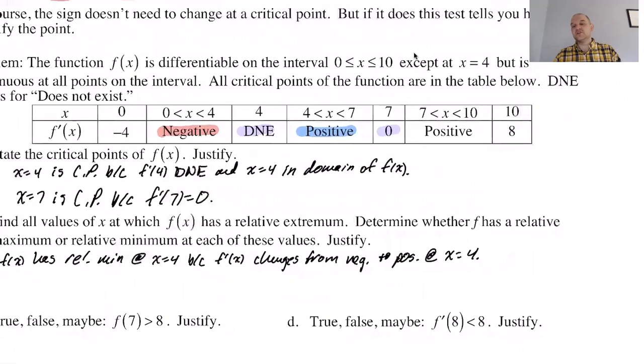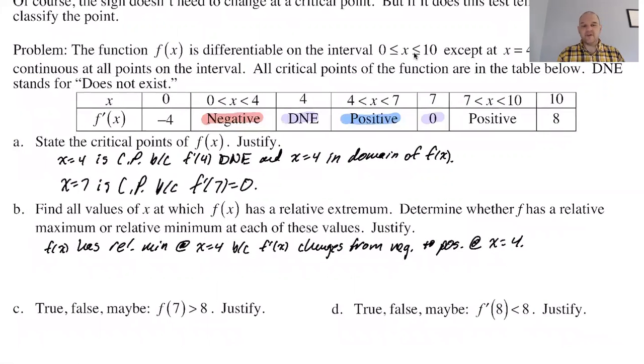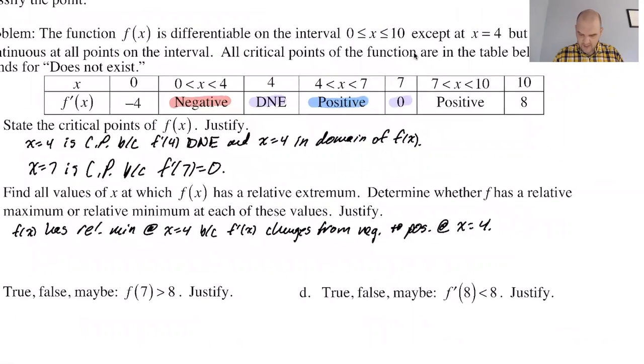It's like you're always on trial, and you're the witness, and you have to make your statement, then you have to defend it, because somebody's going to ask you a follow-up question. So you can't just say f of x has a relative min at x equals 4. As soon as you say that, the math lawyers are like, why? Why does it have that? And you're like, because f prime changes from negative to positive at x equals 4. Done. No complaints.